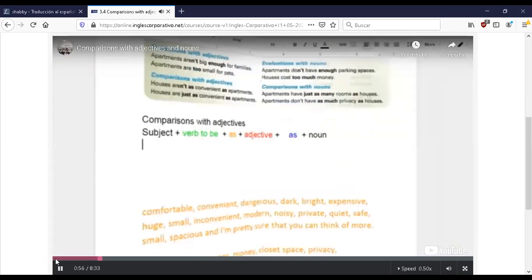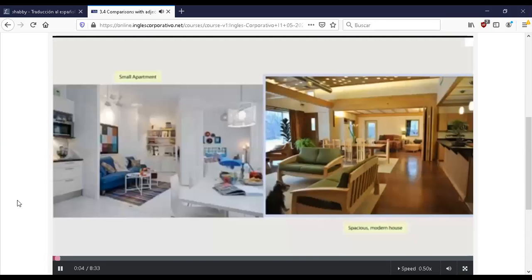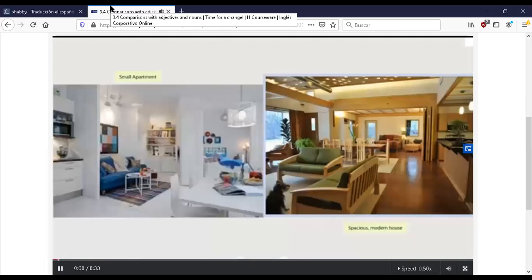So let me express similarities about houses and apartments. Additionally, you will be able to express similarities about your house and your neighbor's house. For example, you'll be able to make the following comparisons. Apartments don't have as much privacy as houses. Houses aren't as convenient as apartments.